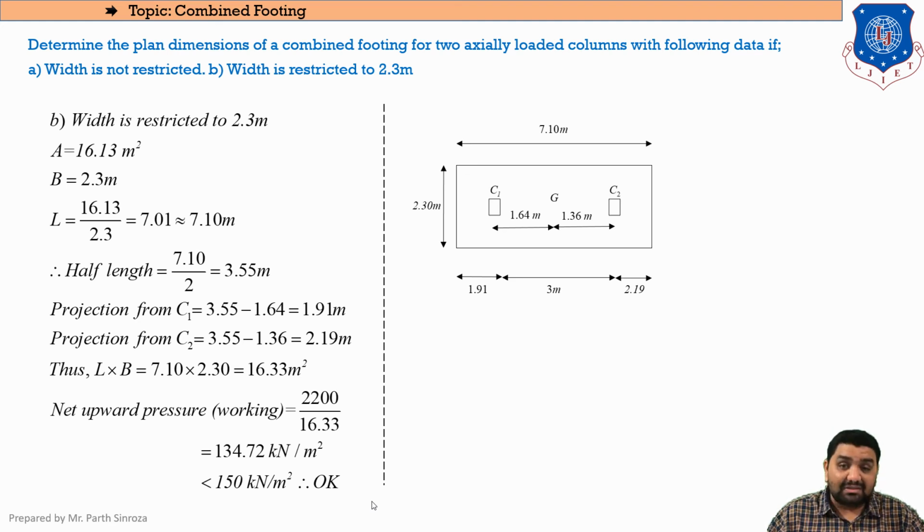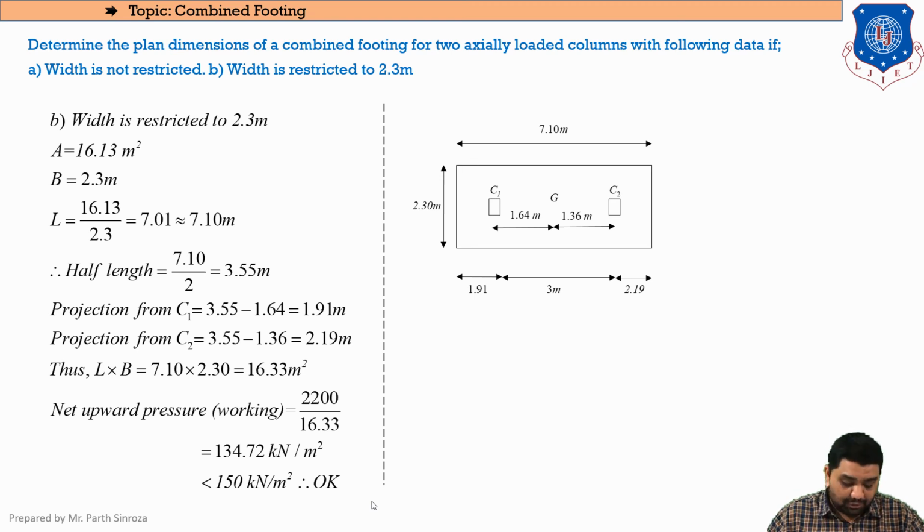Now we'll be moving across to the section where the width is restricted to 2.3 meters. So if the width is restricted to 2.3 meters, then the area that will be common, which was calculated to be 16.13. Now the width will be restricted to 2.3. So the dimensions are clear that width is 2.3. Our area is 16.13. So the length can be calculated by area upon the side, that is 16.13 divided by 2.3. So the length comes out to be 7.01 meters. So we can't use the 7 meters because it will be less than the required value. So we'll be rounding it off to the higher value, that is 7.10 meter.